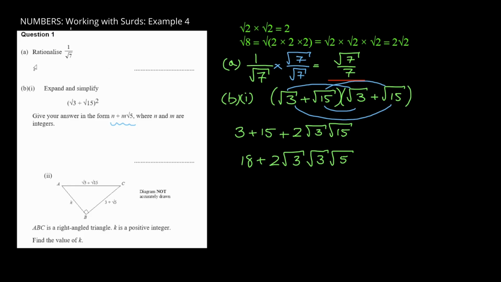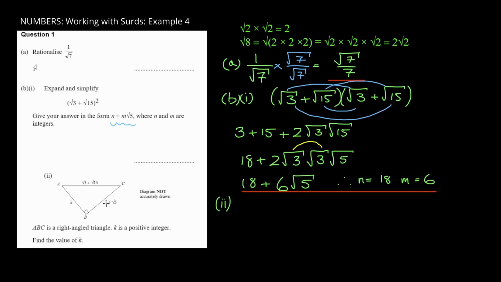And a similar thing is going to happen here because we've got a pair of root 3's. So we've got 18 plus root 3 times root 3 is 3, multiplied by the 2, so this becomes 6 root 5. So therefore, comparing this with what the question said, n is equal to 18 and m is equal to 6. And indeed, as predicted, the root 3's disappeared, and that is your answer.